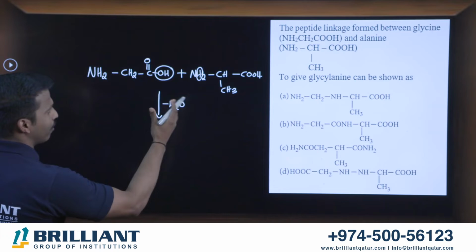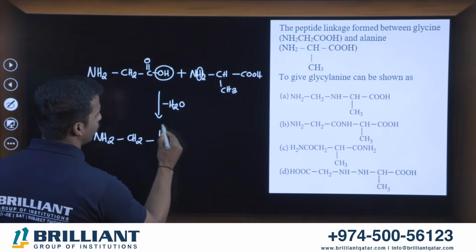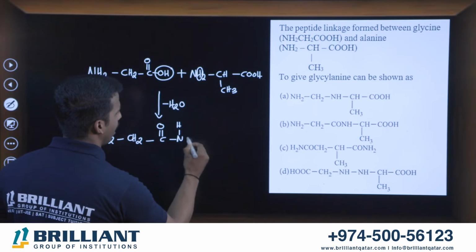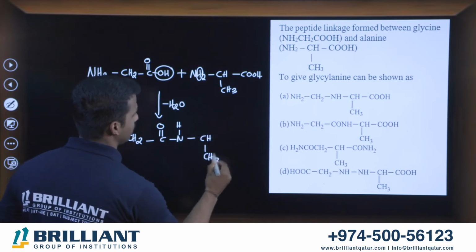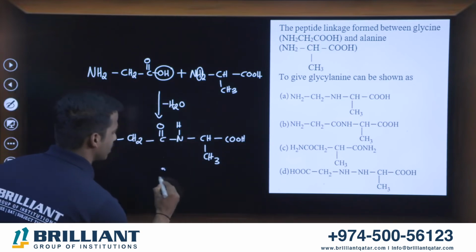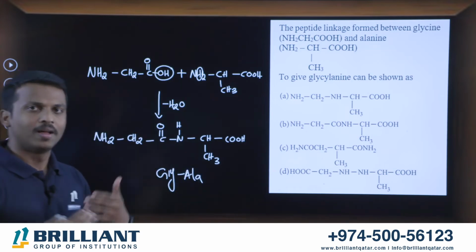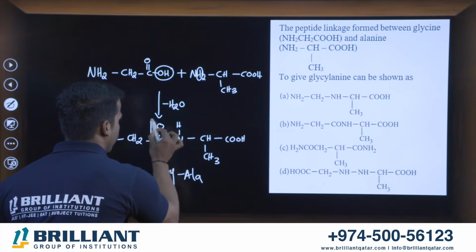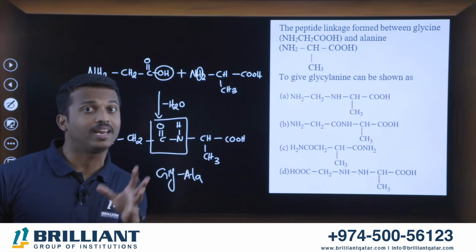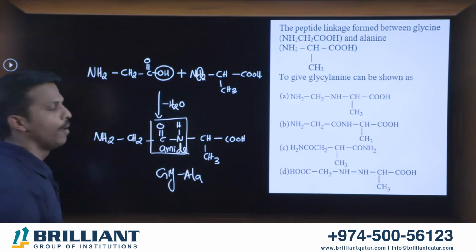All right, what is left in the system? You have NH2, CH2, C double bond O. What do you have here? NH, right? And we have CH, CH3 and COOH. Correct. This is glycine and alanine. This is the polypeptide chain. So this is the peptide bond formed here, CONH. Right, a peptide linkage is an amide linkage. The CONH linkage is called what? Amide linkage, or it is called peptide linkage.